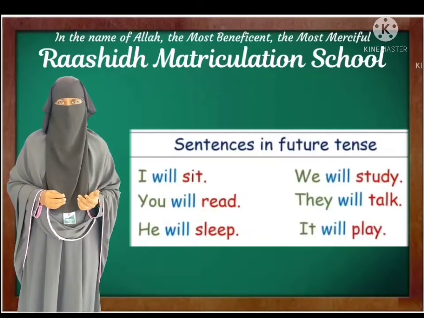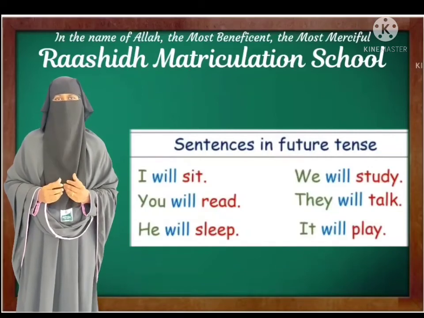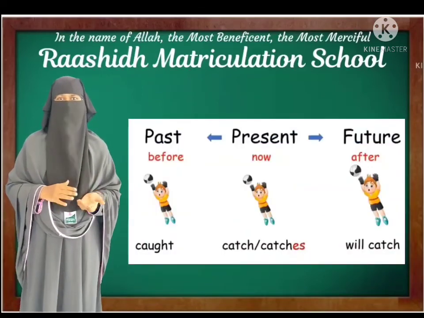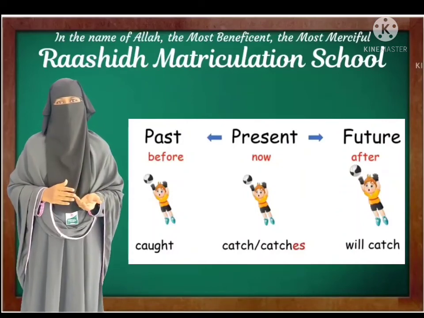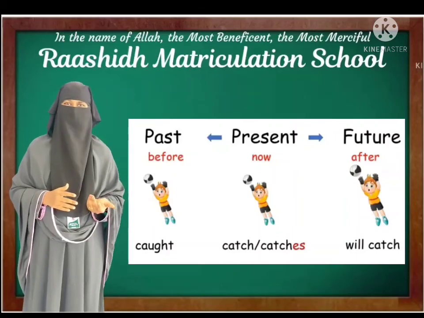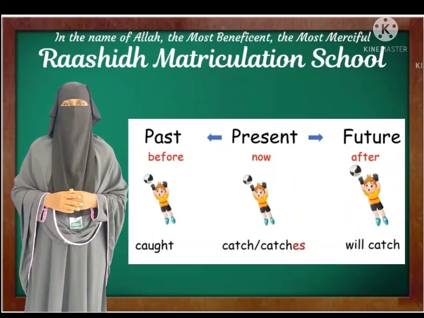Hope you all have understood about the three tenses, past, present and future tense. Let's have a recall with the examples. See the picture. Here for present we'll use catch or catches. For past we'll use caught. For future we will use will catch. So these are the present, past and future tenses.